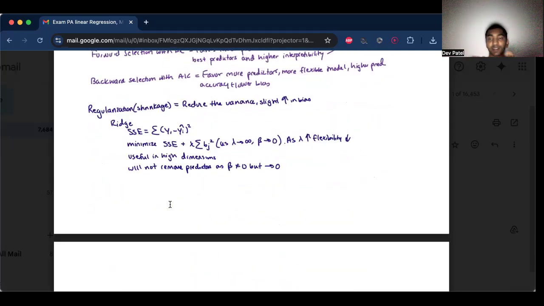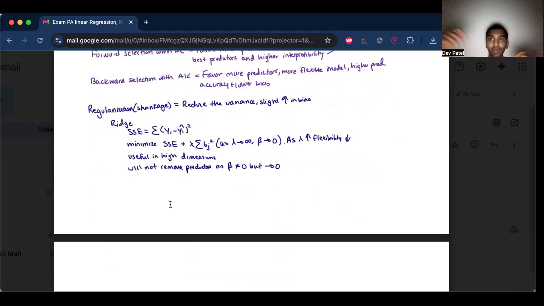Then let's get into the concept of regularization or shrinkage methods. The entire idea of this is we want to reduce the variance of our model. We want to increase bias, so we want to increase the underfitting. And the reason that we want to do this is so we can generalize to more unseen data, right? We don't want to overfit our data too much.